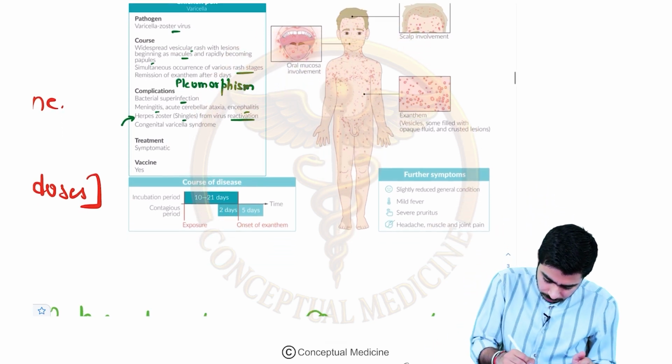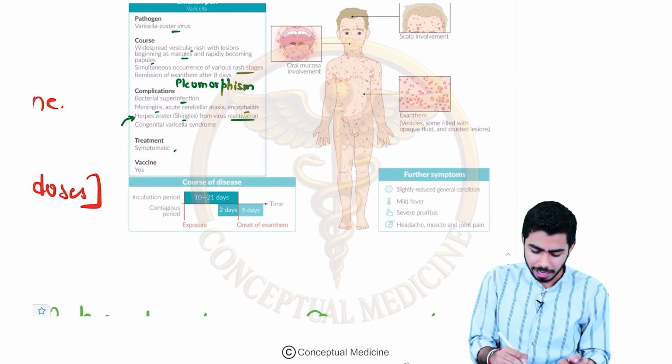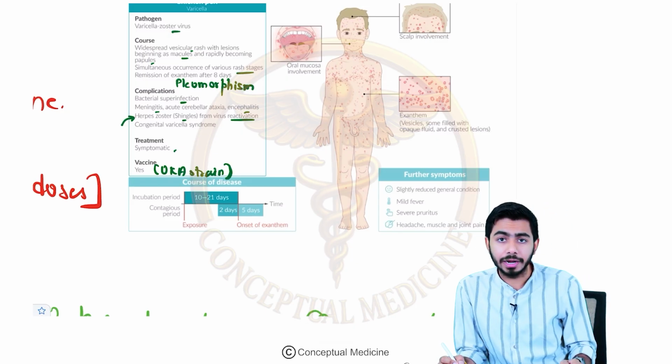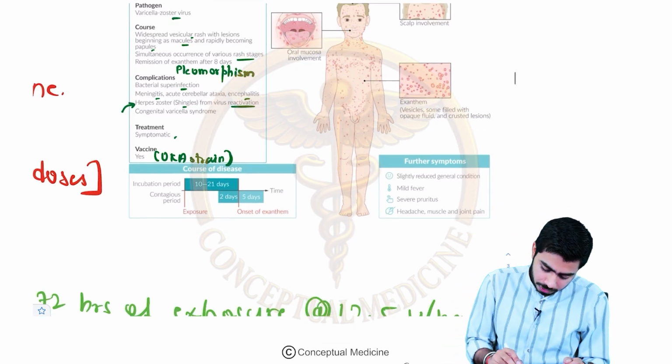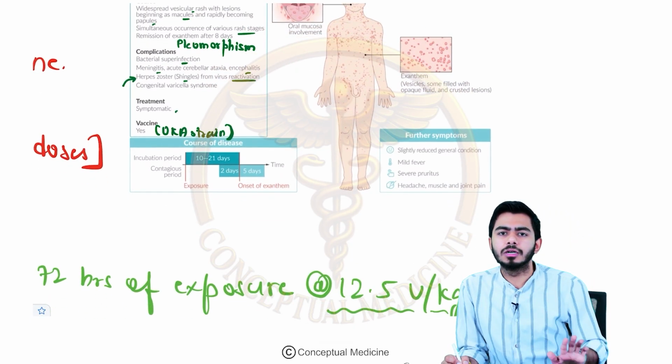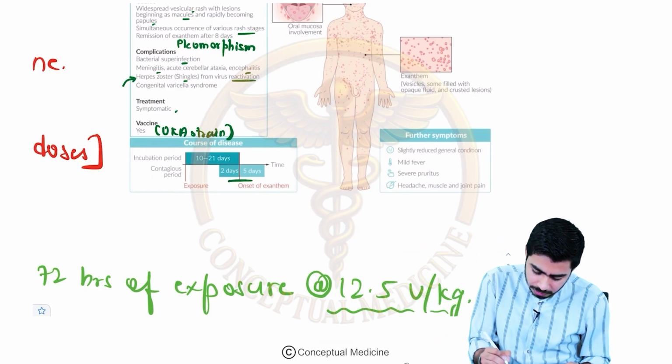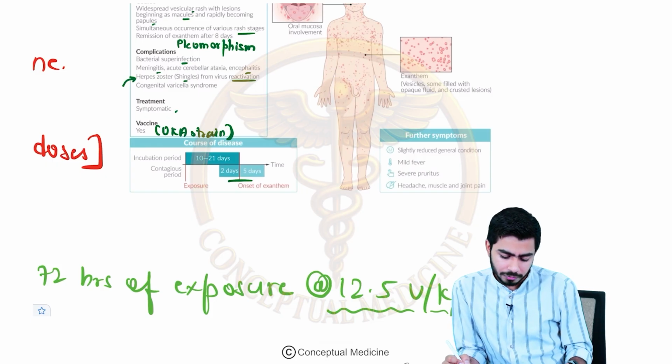Okay. Treatment will be symptomatic, guys. Over here we have the vaccine, and that is the Oka strain vaccine, right? We have the Oka strain vaccine. Very nice. Okay, guys, what is the course of disease? I told you already what the period of communicability was: 2 days before, 5 days after the rash. Okay, so that has been mentioned over here, 2 days before and 5 days after the rash.